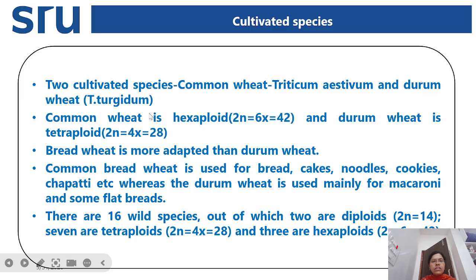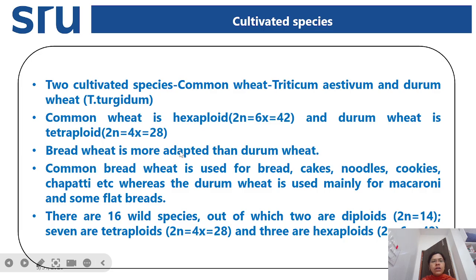Next, common wheat is a hexaploid, because it has the chromosome number 2n = 6x = 42, whereas durum wheat is tetraploid, with the chromosome number 2n = 4x = 28. So we have two cultivated species, common wheat, Triticum aestivum, with 2n = 6x = 42, and durum wheat, Triticum turgidum, which is a tetraploid with 2n = 4x = 28.